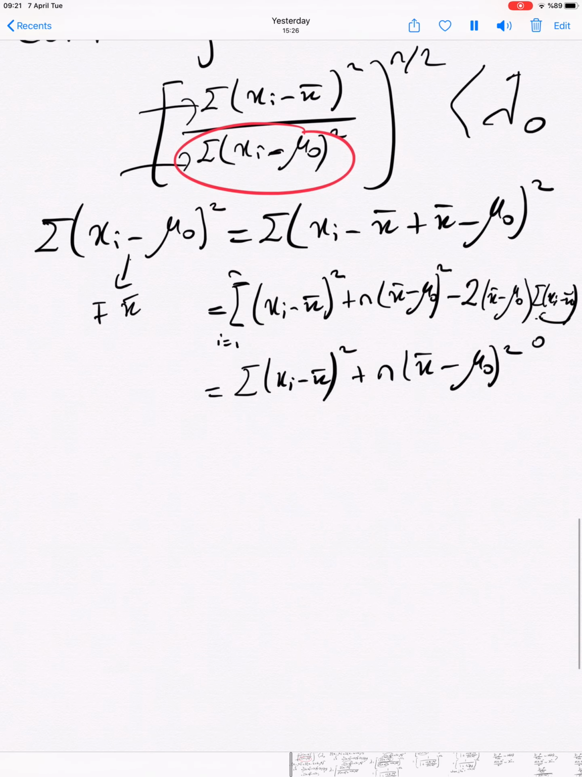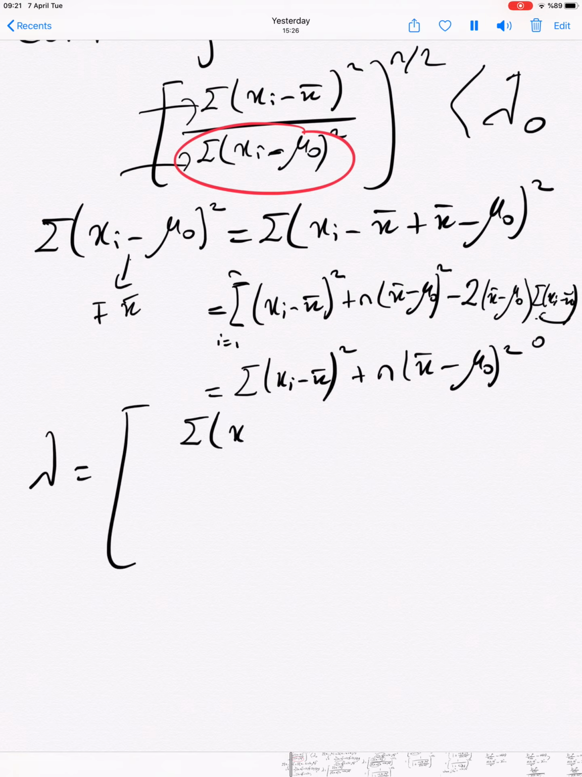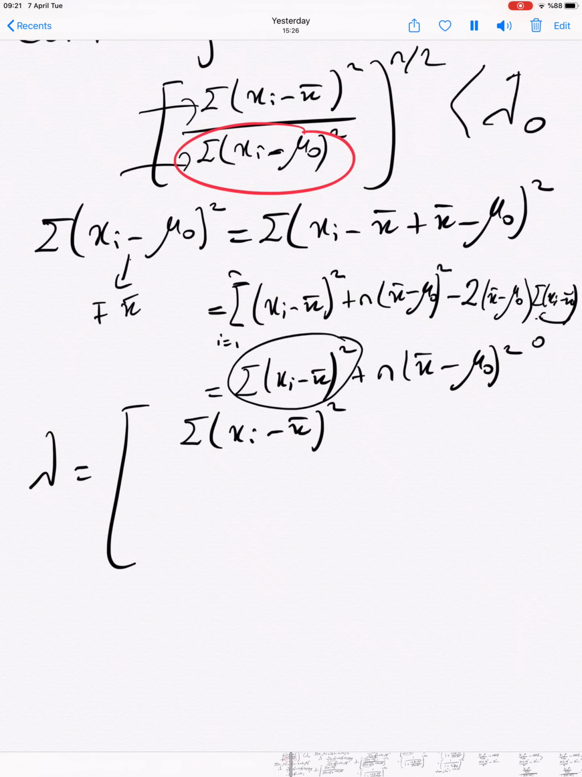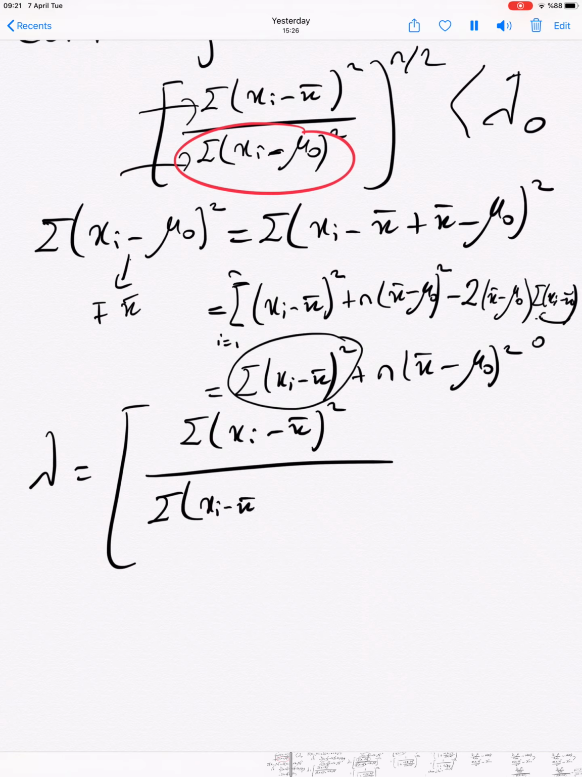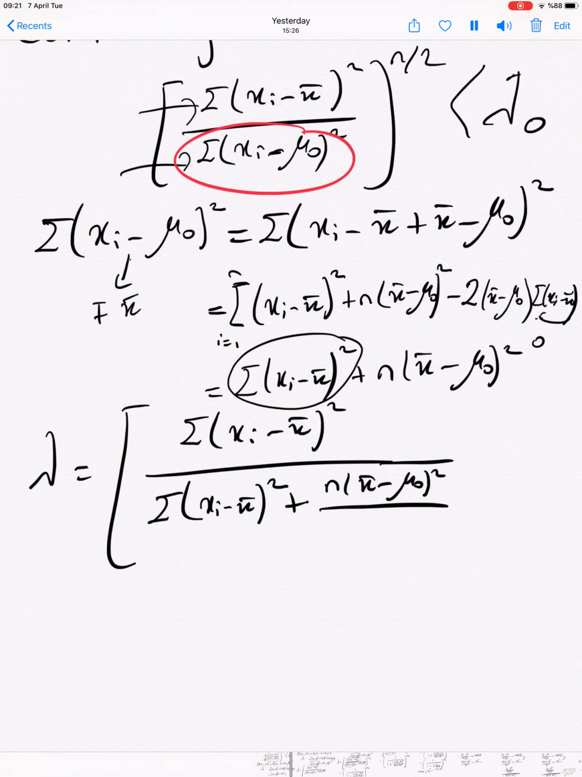Okay, so let's write this in the denominator part. So we have lambda, we have summation xi minus x bar whole square. Now we create the same quantity that's also in the numerator part, right? So we have summation xi minus x bar whole square plus we have n times x bar minus mu 0 whole square, we will divide it later.